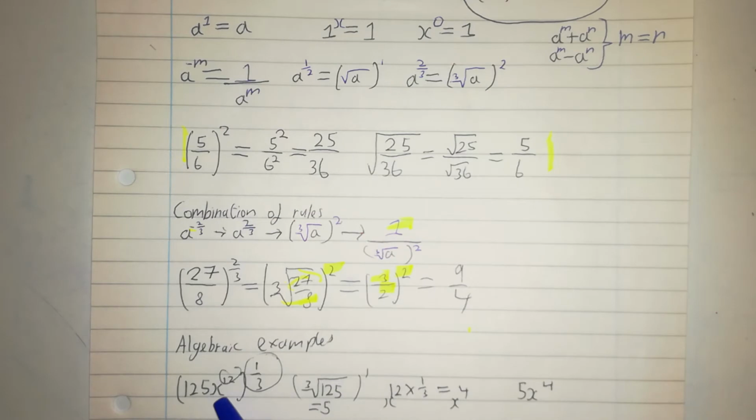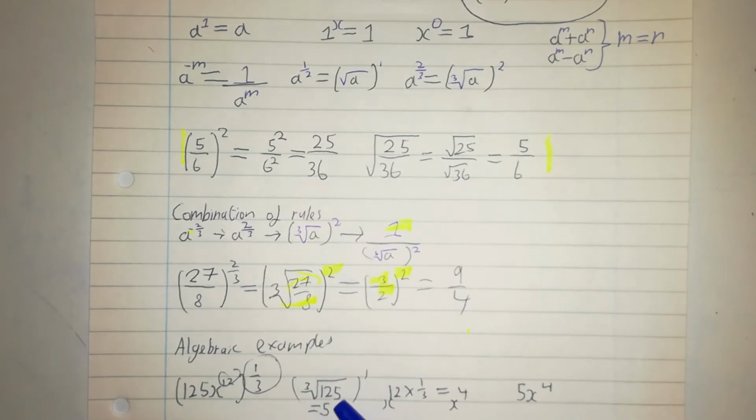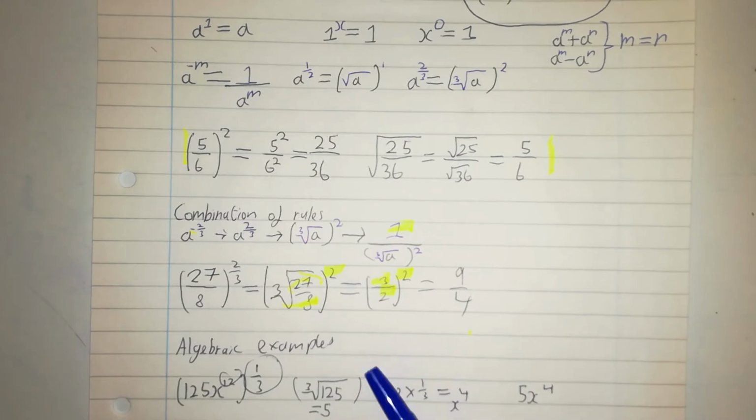125x to the power 12, to the power of a third. So you split off the numerical value, the 125, from the x to the power 12. So let's see the numerical value first: 125 to the power 1 over 3. It's just 1 over 3, it's not negative, sorry. The cube root of 125 is 5. X to the power 12 to the power 1 over 3 is 12 times 1 over 3.